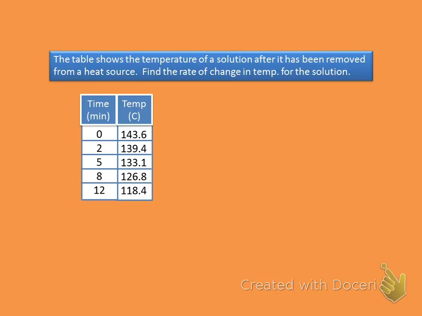The table shows the temperature of a solution after it has been removed from a heat source. Find the rate of change in temperature for the solution. Now, sometimes the book is fairly vague as far as what they want you to do. Sometimes they're very, very specific. This one's kind of a vague one.